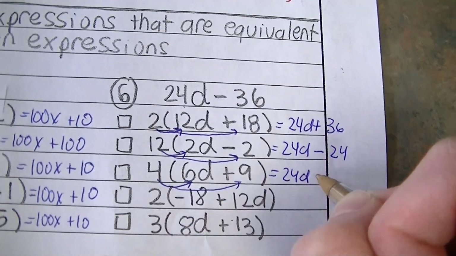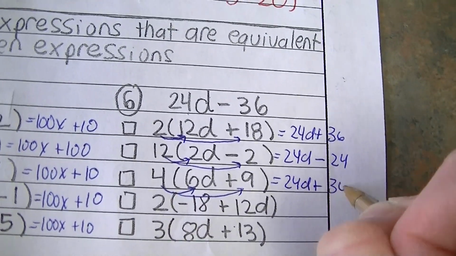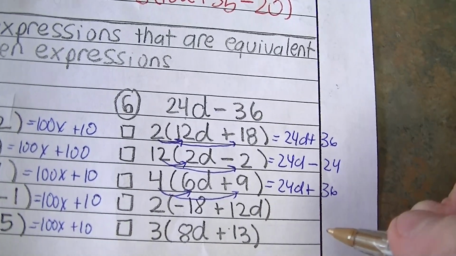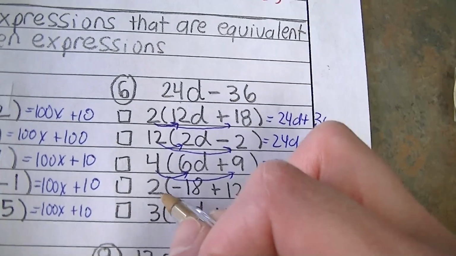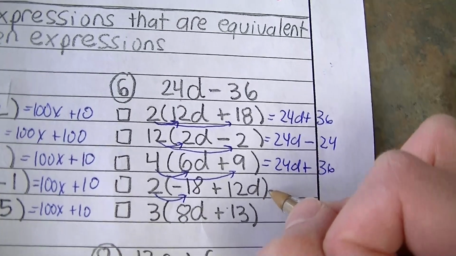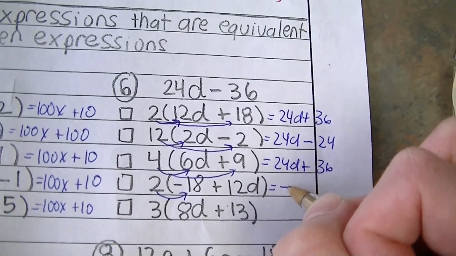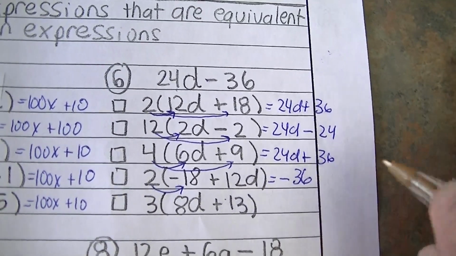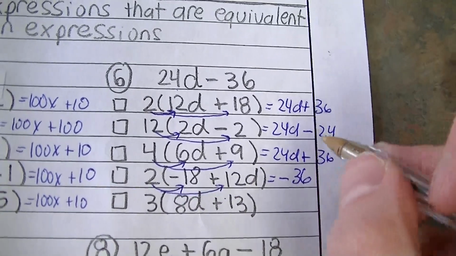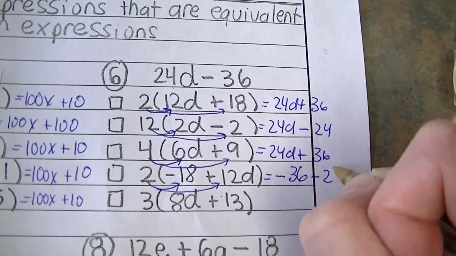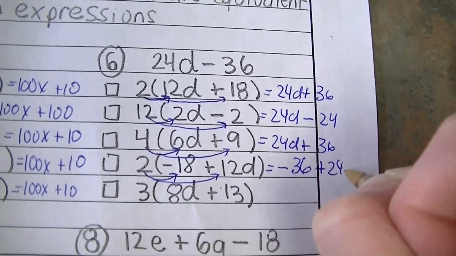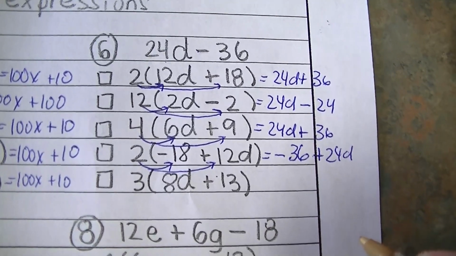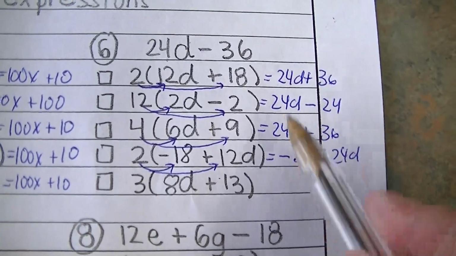4 times a positive 9 is a positive 36. Again, that's not an equivalent expression. So 2 times 18 is a negative 36? 2 times a positive 12d is a positive 24d. And at first you might think, oh, that's not right. But yes, this is definitely correct.